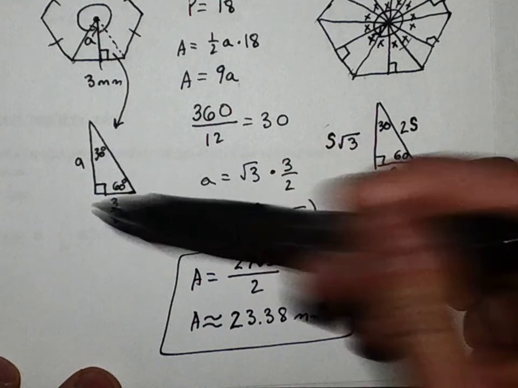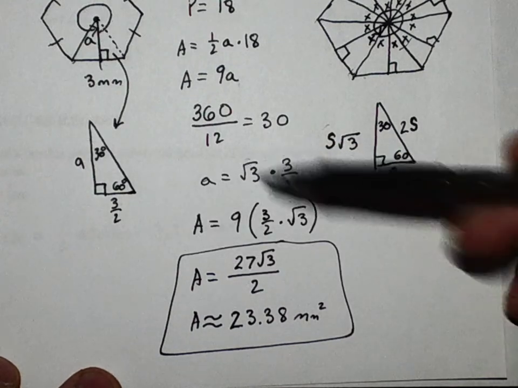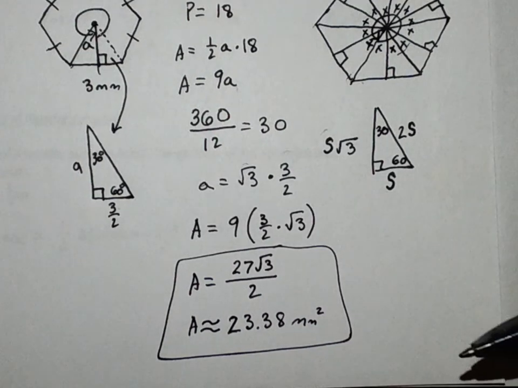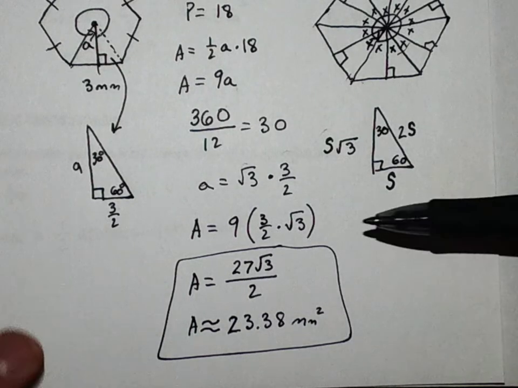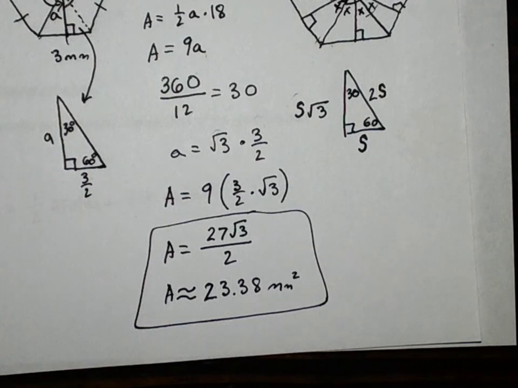So therefore, A is equal to the square root of 3 times the short side. Plug that in for our equation here for A. Simplify it down. 9 times 3 divided by 2 times root 3. Done.